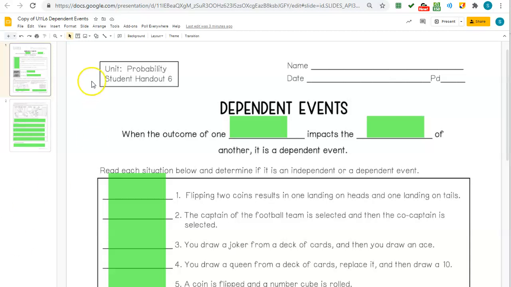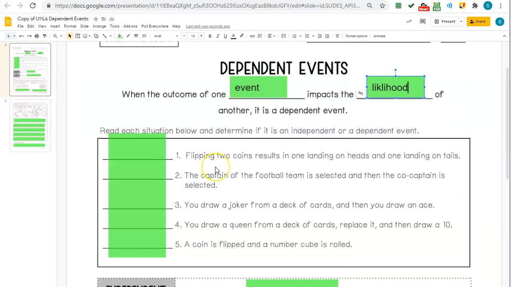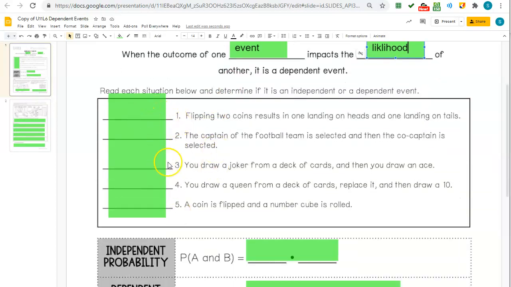This is Unit 11, Lesson 6, Dependent Events. And now a dependent event is when the outcome of one event impacts the likelihood of another. Then it is a dependent event. So if the probability changes because of the first result, it is dependent. Now we're going to just read these situations and think about whether they should be dependent.